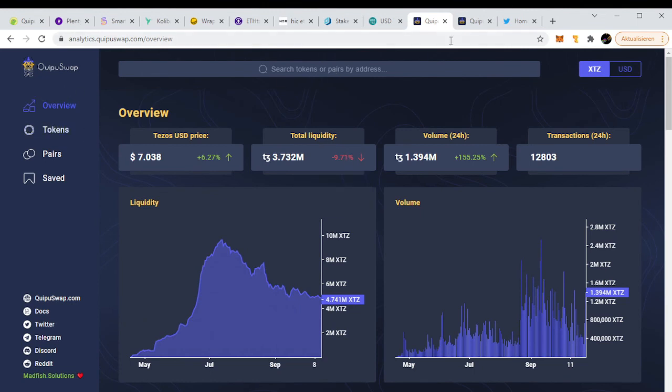So yeah, this is Quipuswap. The QUIPU token is of this thing. There's 10 million in total. If you want to have some more details about it, I might make a video about it some other time. But I think that's enough for today.